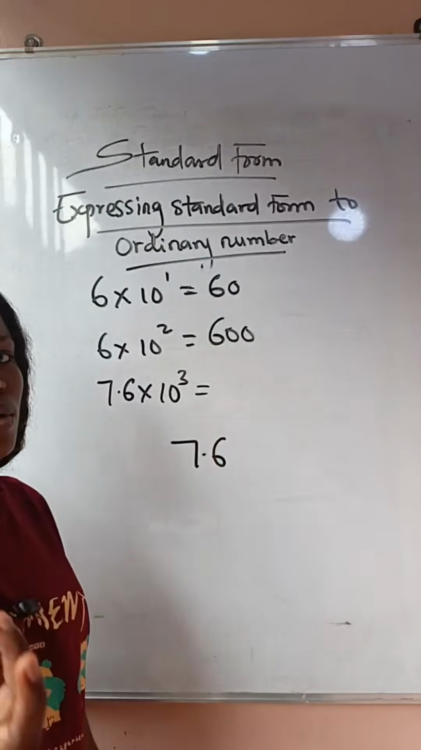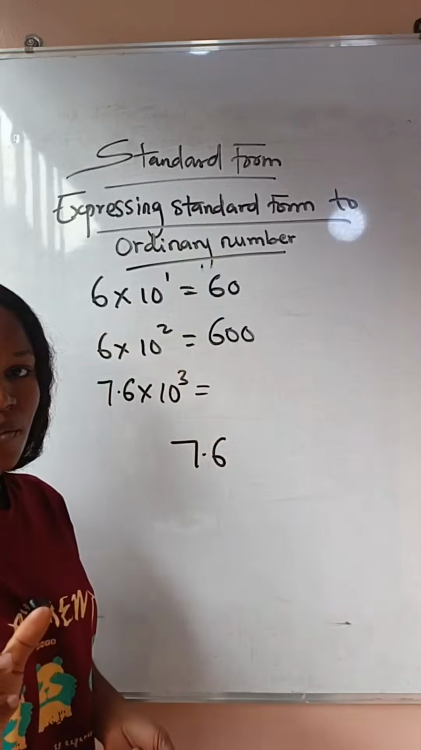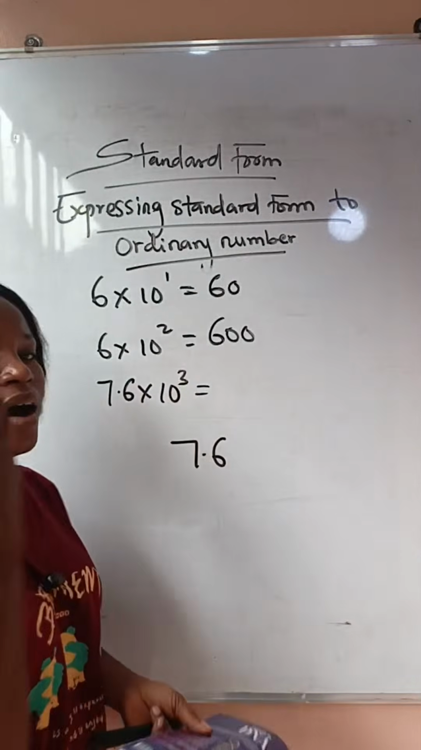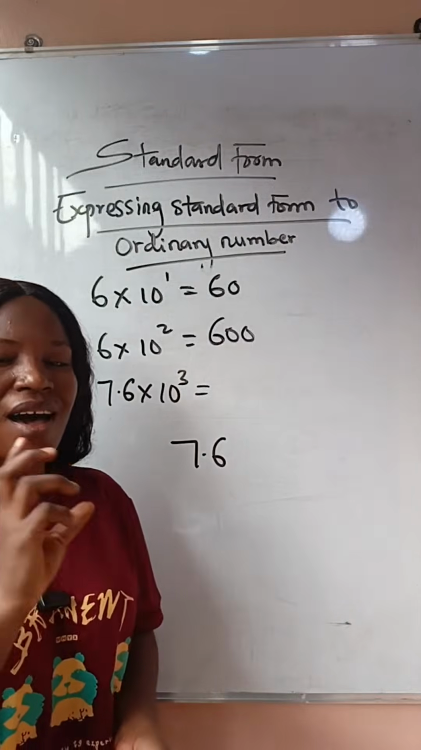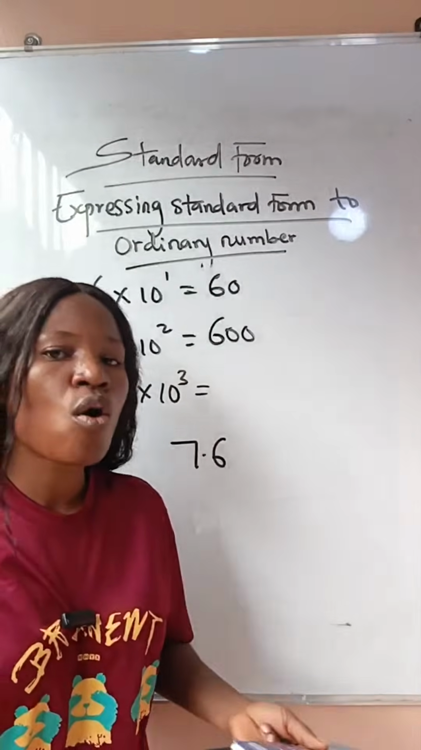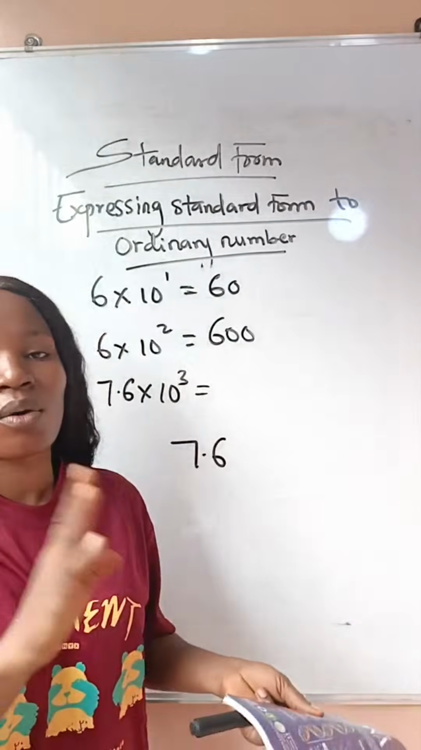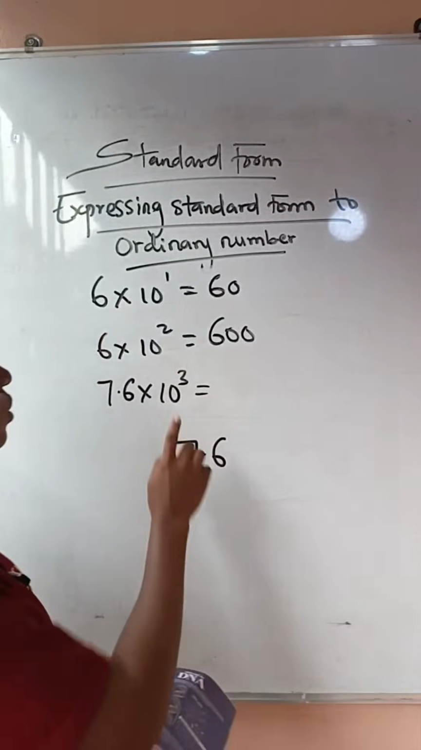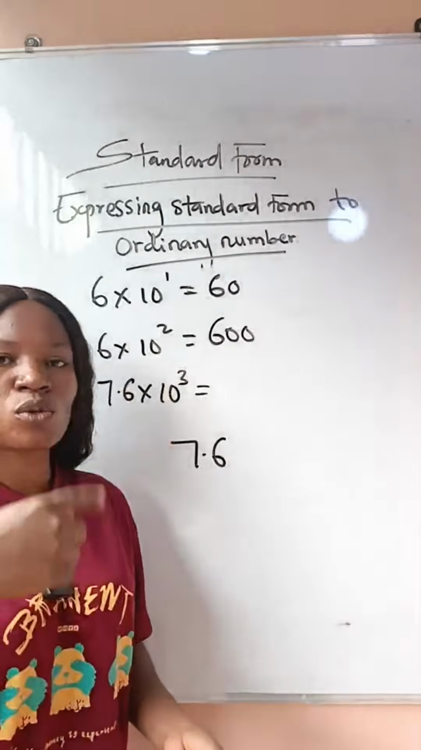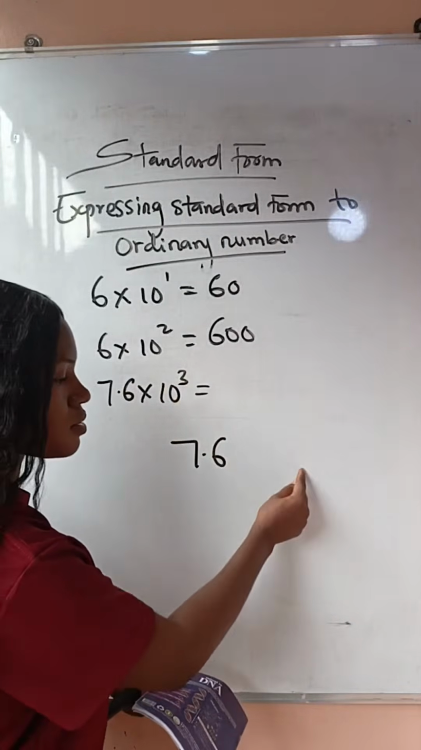Why are we moving it to the right? We are moving it to the right because you can see that our n is positive. You need to look at this power, which is your n. Our n is positive. And since our n is positive, it's telling us that this number is a whole number. It cannot be a number less than 1. So it cannot be a decimal. So that will tell you where to shift your decimal point. Because our n is positive, we are shifting to the right.